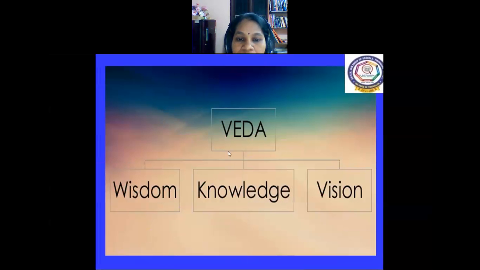See, what is Veda? Veda gives us wisdom, knowledge, and vision. Vision means sight. You know what is knowledge. What is wisdom? A quality of having knowledge and judgment. Yes, that is correct. That is wisdom. And experience also is wisdom, and we should be wise. That is wisdom.